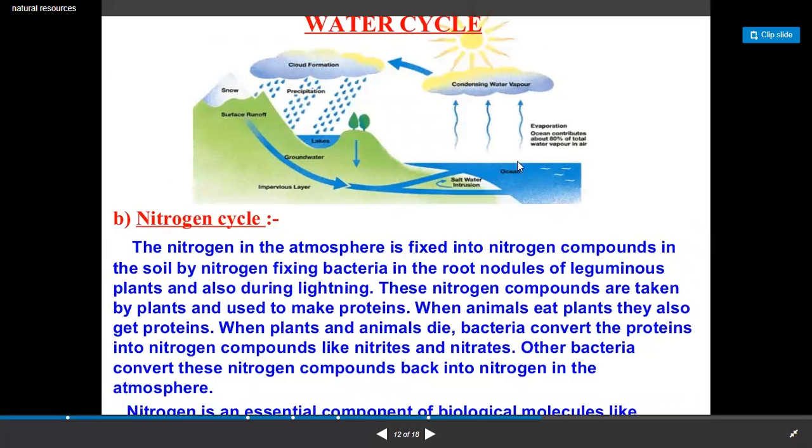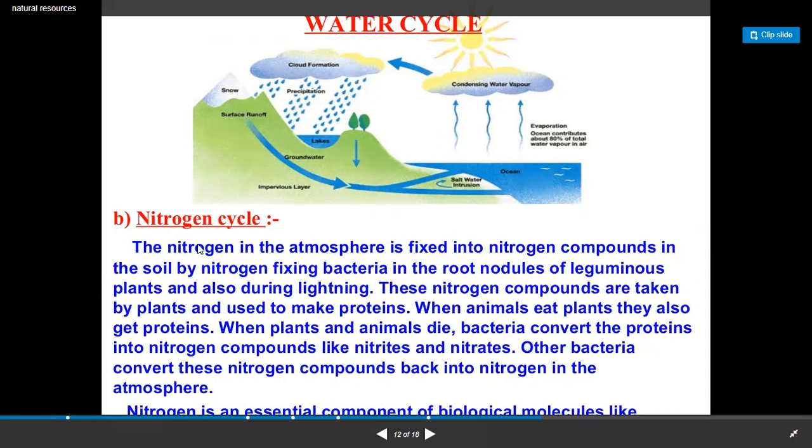Here you can see that the ocean water gets heated and the condensation of water vapor takes place, which forms clouds. After that, through precipitation, the water comes down to the ground, and groundwater is sent to the ocean, and again this process takes place. Now the nitrogen cycle.